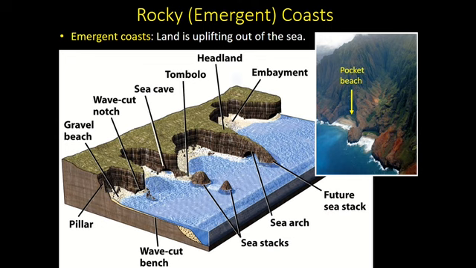Okay, so we call these types of coastlines, these active margin coastlines, emergent coastlines because they are emerging out of the sea. They're uplifting out of the sea. And so we get all these really interesting features, most of which we're going to talk about in the lab: things like sea cliffs, headlands like this one. We're going to talk a lot about headlands actually. We'll talk about sea stacks a little bit, but there's other things called sea arches, tombolos, and these little pocket beaches here.